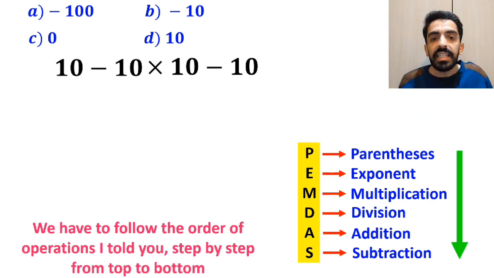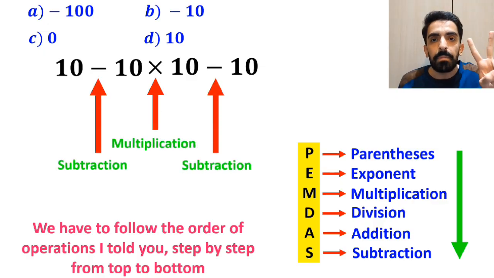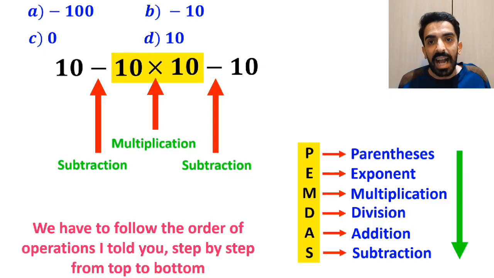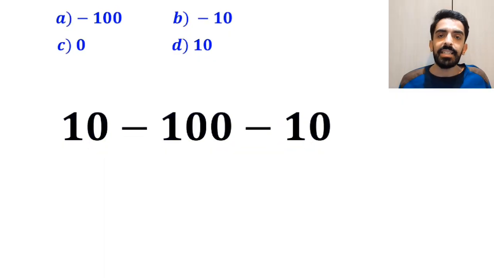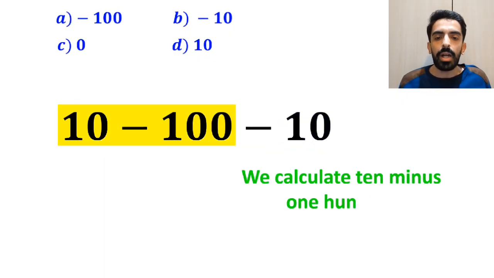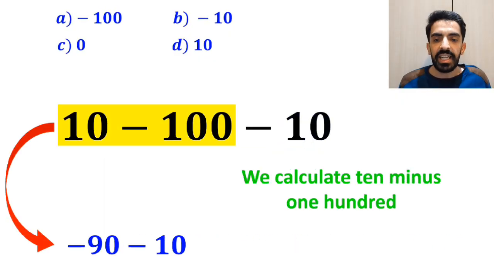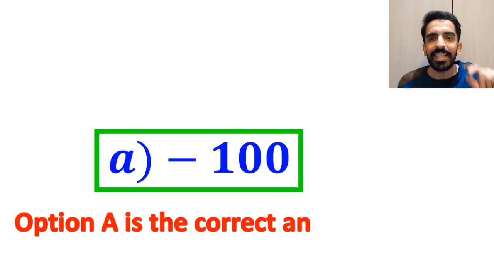Alright, as you can see in the image, in this expression, we have one multiplication sign and two subtraction signs. We must start with multiplication, because multiplication has a higher priority than subtraction. So, we can write this expression as 10 minus 100 minus 10. In the next step, we calculate 10 minus 100, which equals negative 90, and then subtract 10. Finally, the value of this expression is negative 100. Therefore, option A is the correct answer to this question.